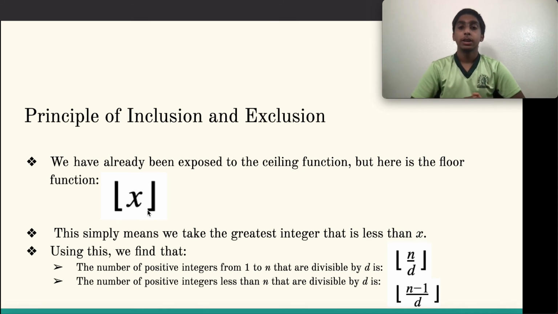Using this, we can find the number of positive integers from 1 to n that are divisible by d. That's given by the floor function of n over d. And for the number of positive integers less than n that are divisible by d, it's the floor of (n minus 1) over d. As you can see, both of these are very similar, except one is anything less than n, while the other is from 1 to n. For both of these, we figure it out by doing n over d, and then we need to make sure to take the floor function of it.